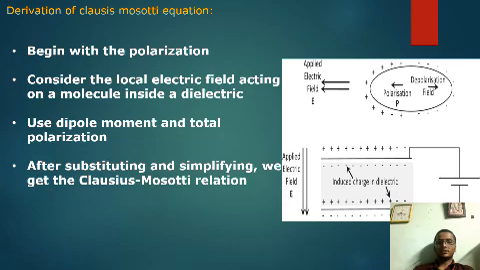Derivation of the Clausius-Mossotti equation. Begin with the polarization. Consider the local electric field acting on a molecule inside a dielectric. Use the dipole moment and total polarization. After substituting and simplifying, we get the Clausius-Mossotti equation.